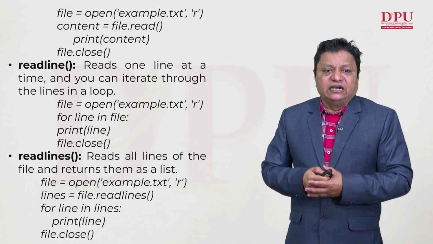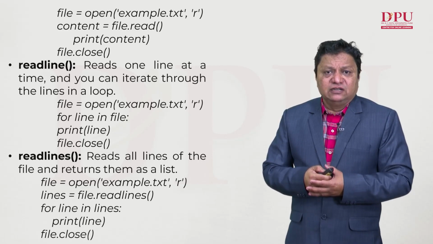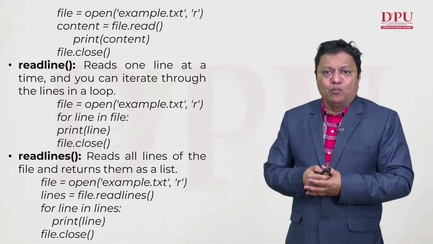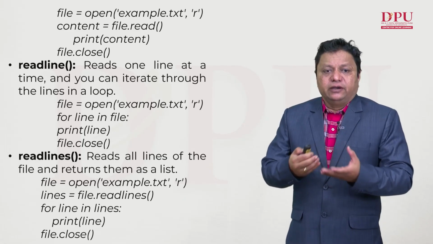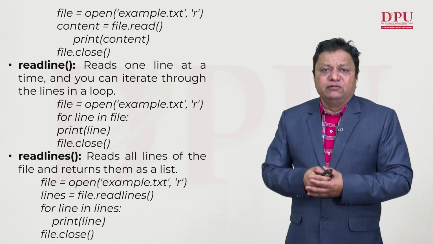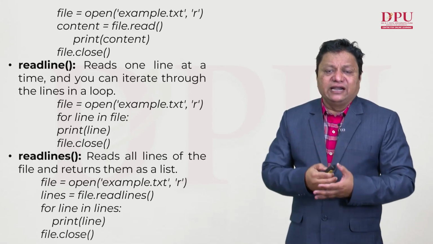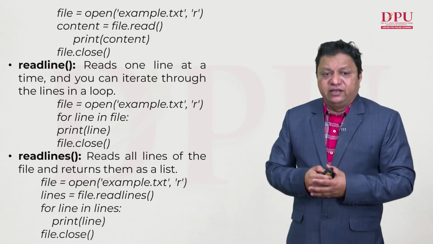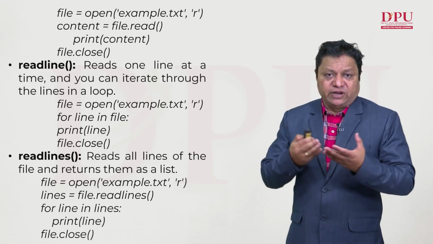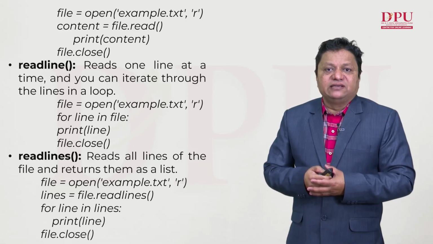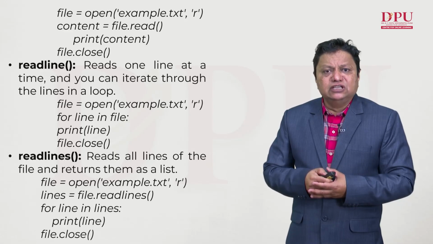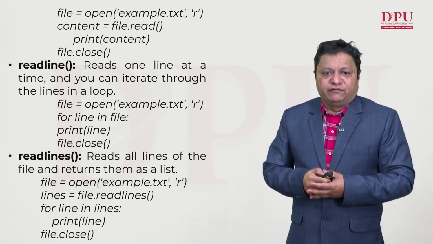So, this is the example: file is equal to the open function, specify the file name, specify the mode. I have opened the file for reading purpose. Now, I am reading from the file and storing that content into a content variable, like content is equal to file.read. After that, I want to print whatever I have read from the file example.txt, from the content variable, by using the print function.